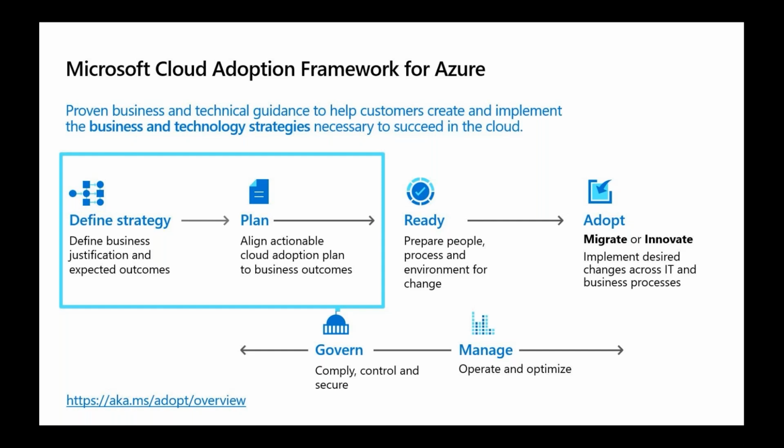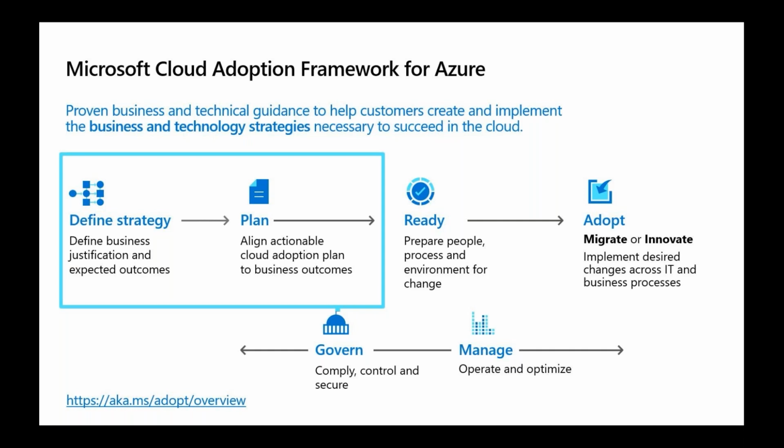So let's take a look at some possible motivations for cloud adoption and what some common blockers are that the cloud adoption framework can help resolve. Before that, let's take a look at the different pillars. We have to define the strategy, then, like I mentioned, define business justification and expected outcomes, and then plan accordingly. So these are the two things that we will mention in this part of the series.